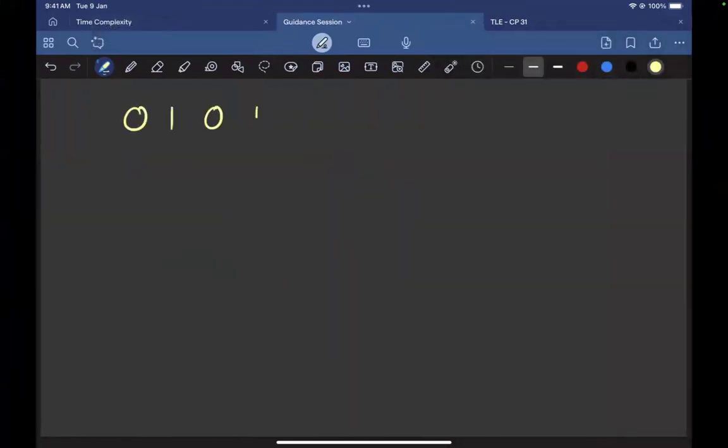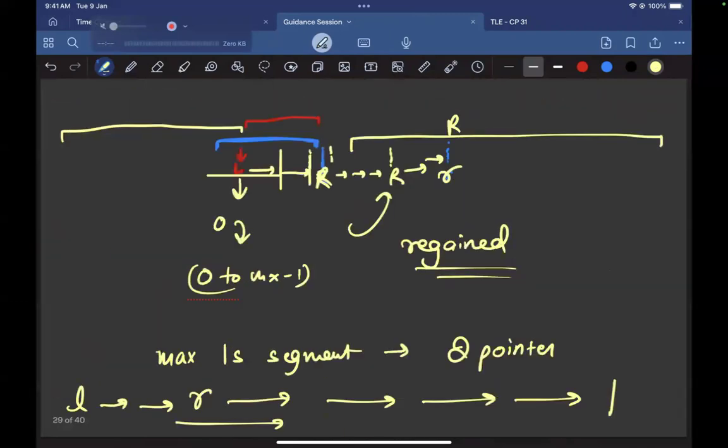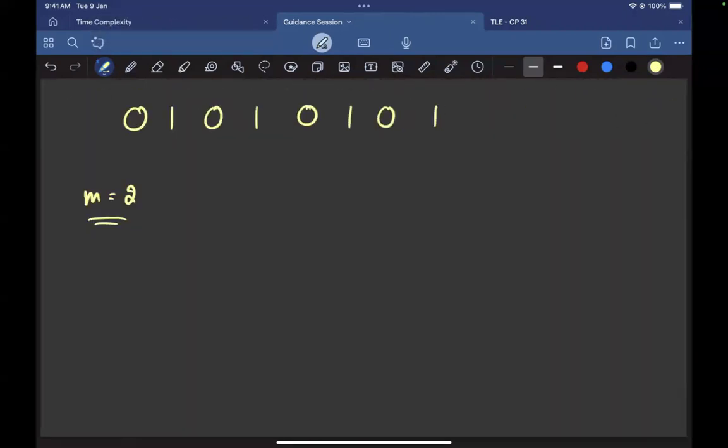0, 1, 0, 1, 0, 1, 0, 1. All right. Now tell me, guys, what is the max? M is 2. Every element has at least 3 frequency. So my base case will never be true. Every element has at least 3 frequency, right? 0 also has 3 frequency, 1 has also 3 frequency. So it's good to go. Because if I do 3 partitions, everywhere something can go. Yes, guys?